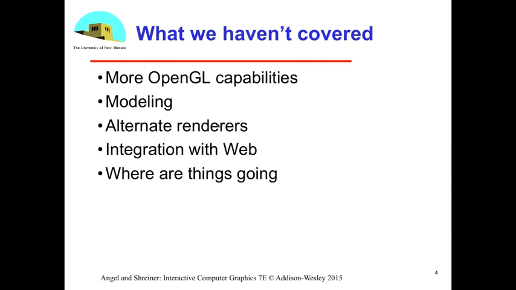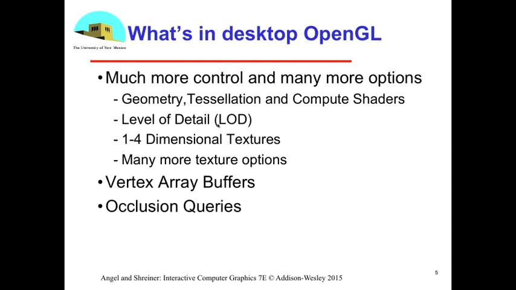I also want to look a little bit at where things are going, and first at what's in desktop OpenGL that we didn't study here. There's a number of new kinds of shaders available over the last three or so years. We've had in desktop OpenGL geometry, tessellation, and compute shaders.